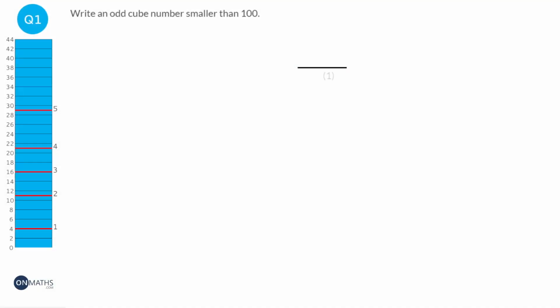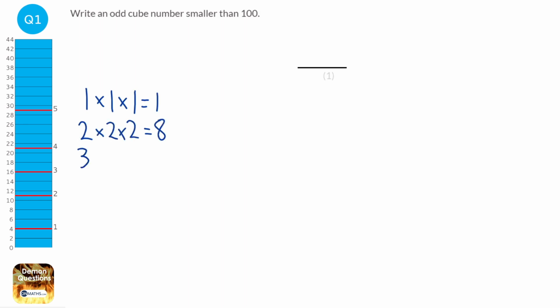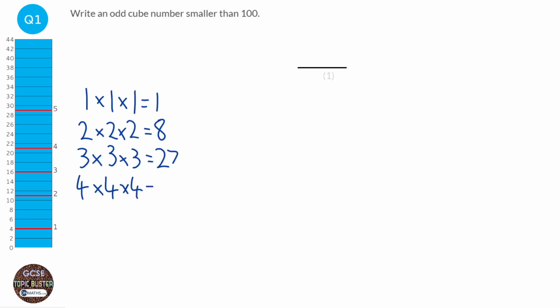So we need to first of all understand what a cube number is. A cube number is the answer when you take an integer, or whole number, and multiply it by itself three times. So 1 times 1 times 1 is 1, 2 times 2 times 2 is 8, 3 times 3 times 3 is 27, 4 times 4 times 4 is 64, and 5 times 5 times 5 is 125. So 1, 8, 27, 64, 125 are all cube numbers, and it goes on forever.